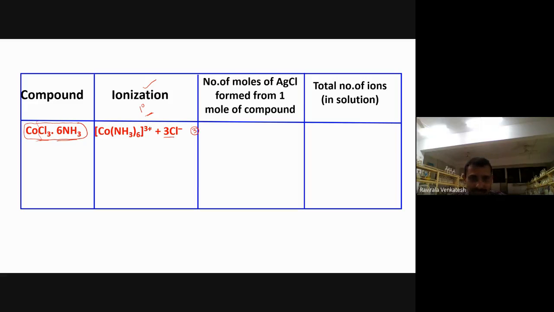Otherwise, you take the oxidation state. How much is the oxidation state here? 3 plus. 3 plus is the oxidation state, so the primary valency will be 3. Here also, if you take the negative charges, there are 3 negative charges.